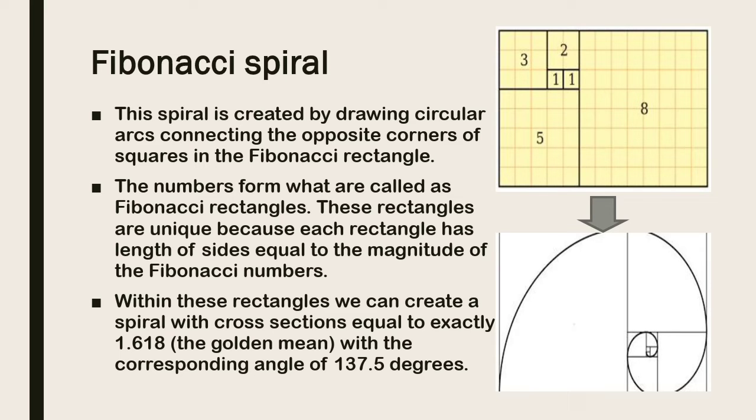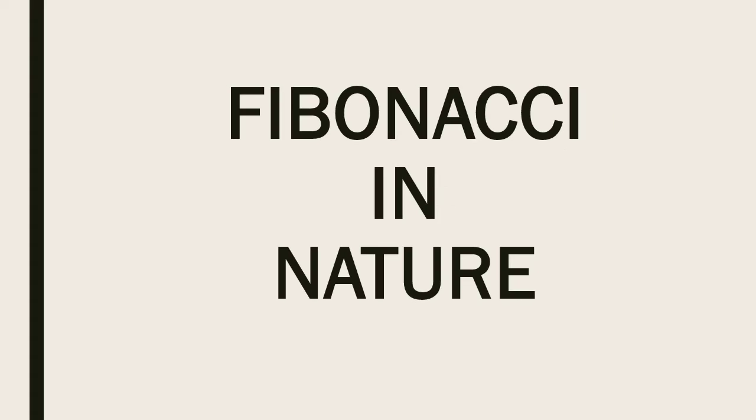The numbers form what are called Fibonacci rectangles. These rectangles are unique because each rectangle has length of sides equal to the magnitude of Fibonacci numbers. Within these rectangles, we can create a spiral with cross sections equal to exactly 1.618 or the golden mean, with the corresponding angle of 137.5 degrees.